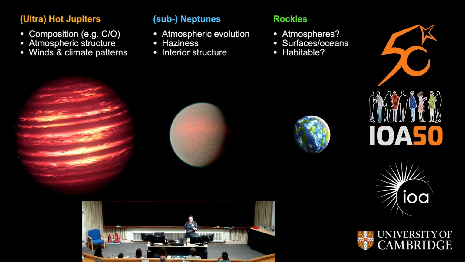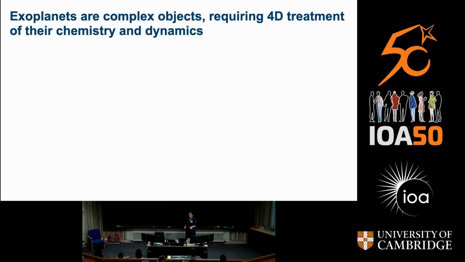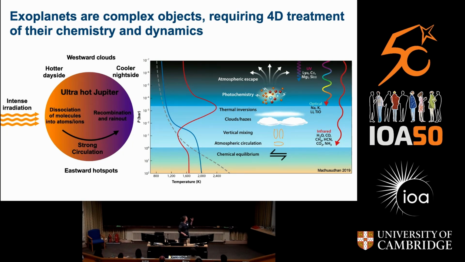Okay, but exoplanets are complex. They are some of the most complex objects that we study in astrophysics. They require both spatial and temporal treatment for their chemistry and dynamics. Even for what I think is the simplest case of an ultra-hot Jupiter, you heat everything up. There's not too much complex molecular chemistry going on. You're dissociating your molecules on the day side. You're recombining on the night side. You might have clouds on your westward limb, offset hot spots on your eastward limb. And your whole atmosphere is experiencing a wide range of processes, from atmospheric escape, photochemistry.